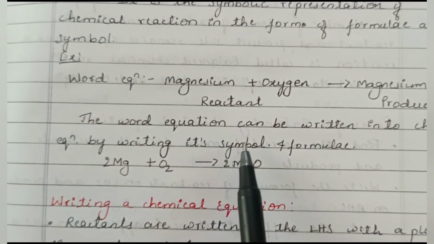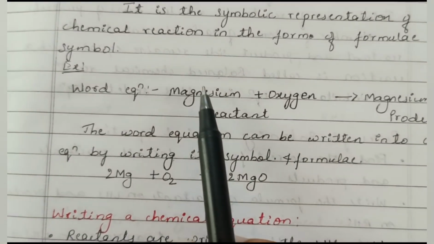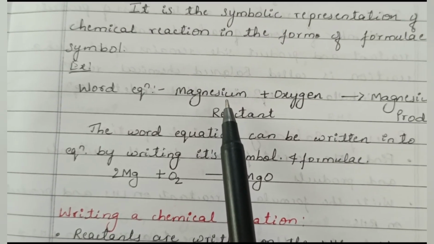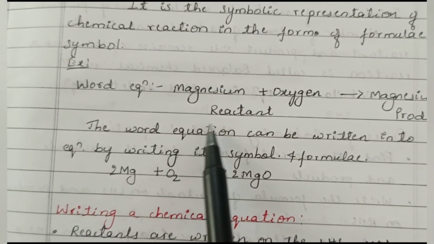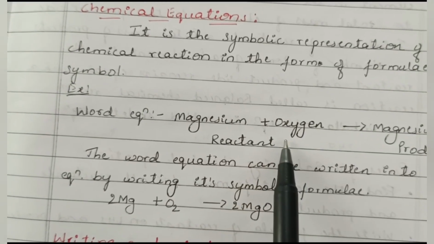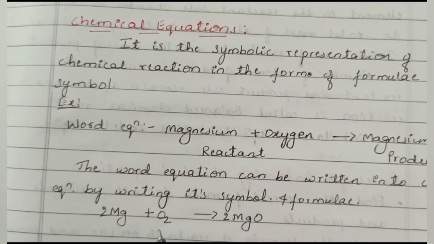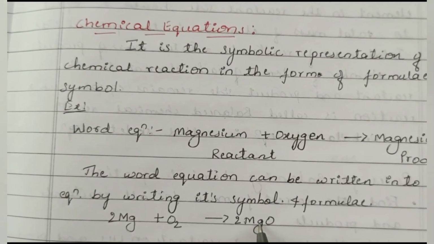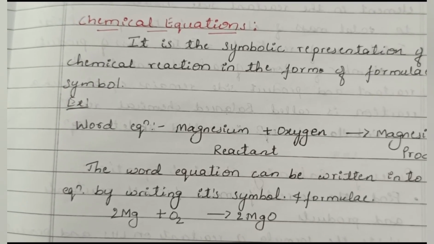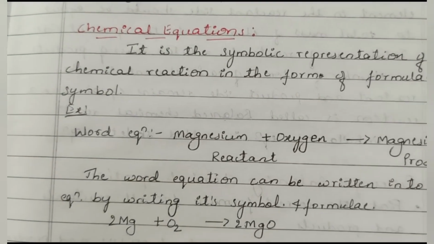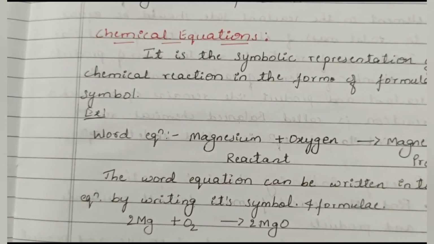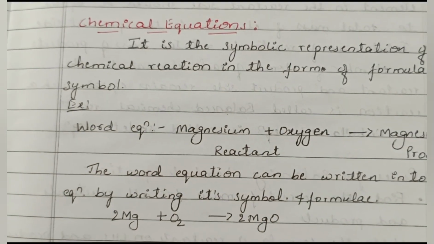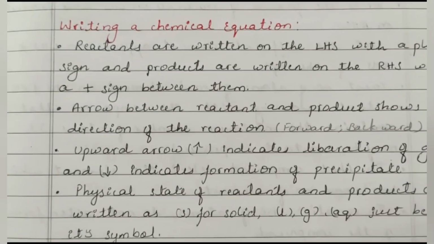This word equation can again be written as a chemical equation by using its symbols and formulas. You see the word equation magnesium plus oxygen. So what's the symbol of magnesium? It's Mg. What's the symbol for oxygen? O2. So Mg plus O2. These two are reactants. Arrow. Then what's the product? Magnesium oxide. So what's the formula of magnesium oxide? It is MgO. So this is the chemical equation for activity 1. Similarly, can you write the chemical equation for activity 2 and 3? Yes, you try.